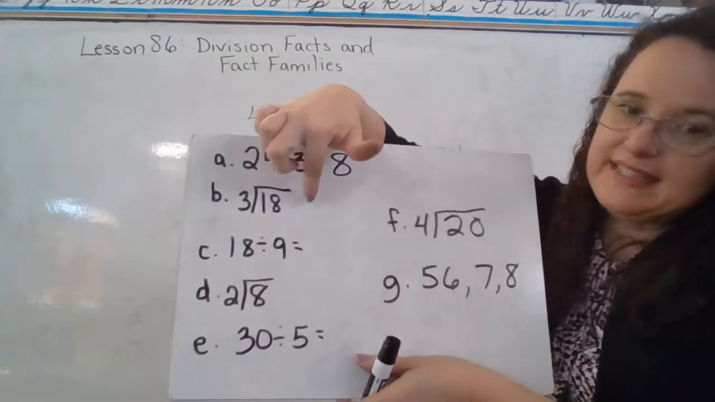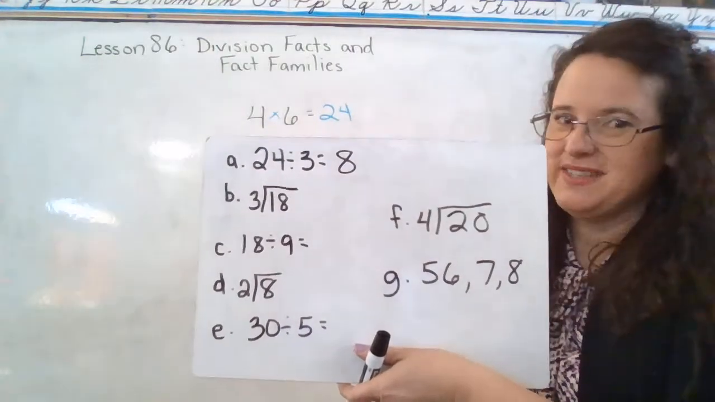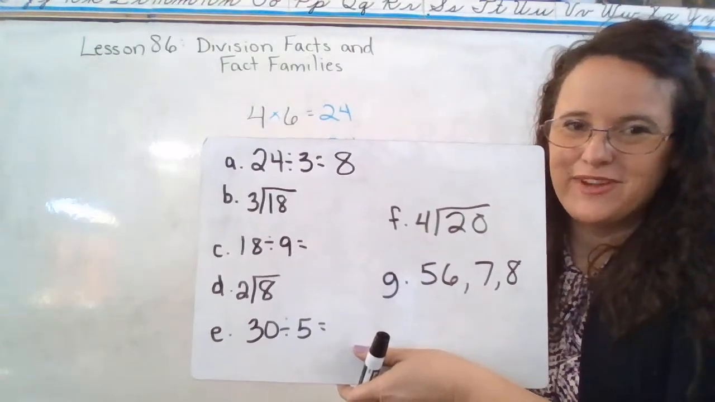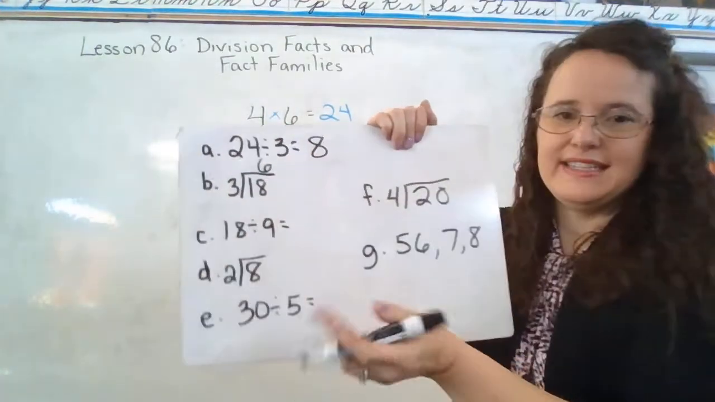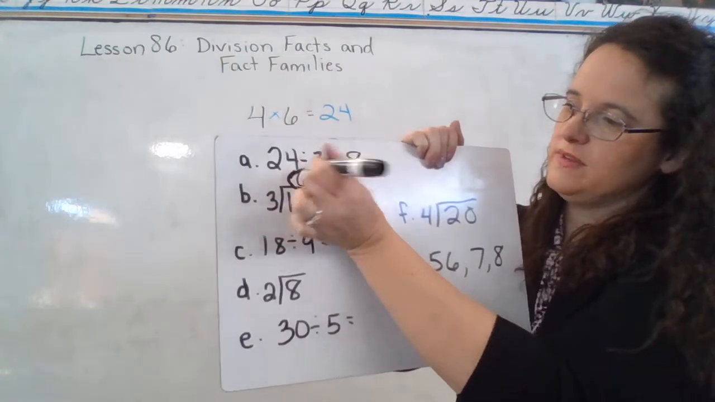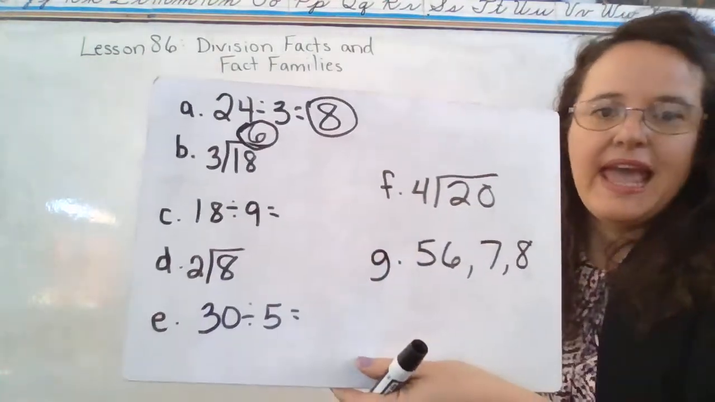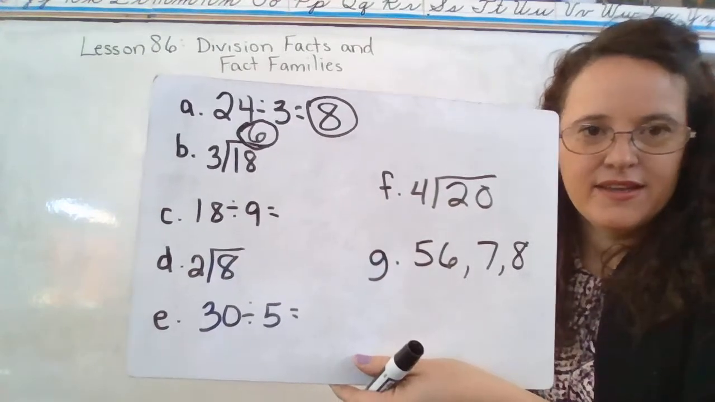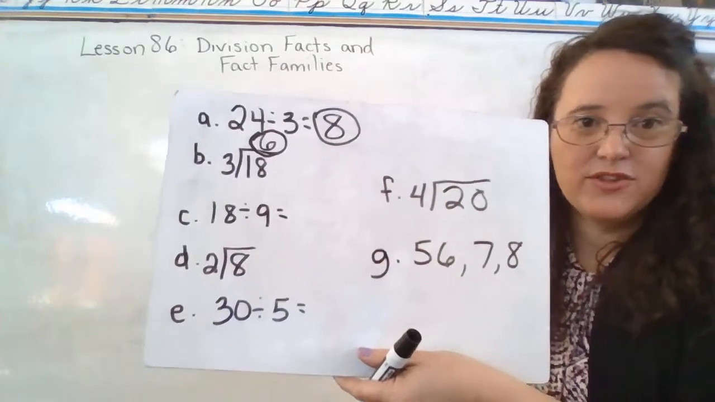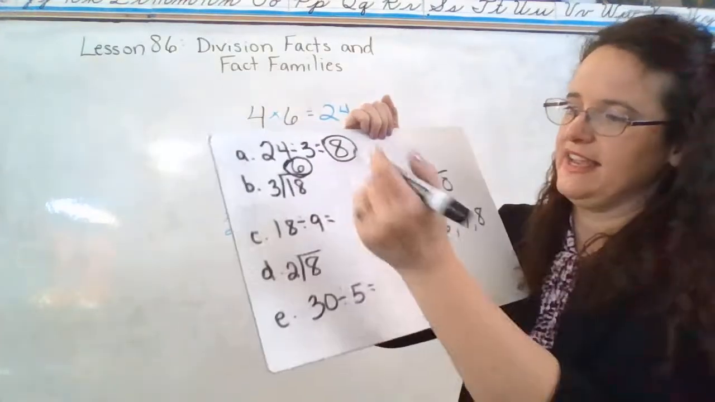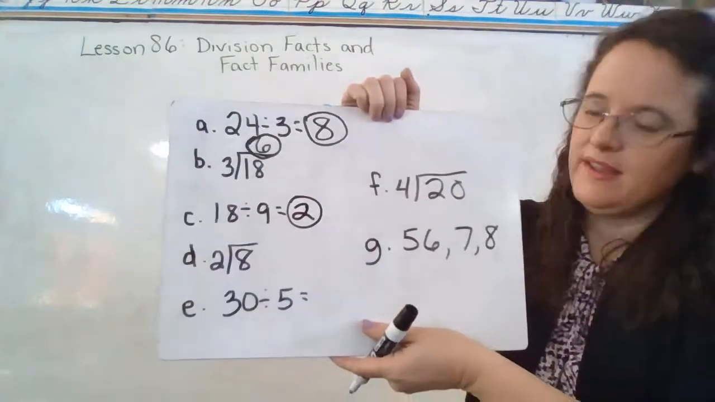Problem B, we read it as 18 divided by 3 equals, we said 18 when we were counting by 3, do you remember? 18 divided by 3 equals 6. I'm going to circle my answers here so you can find them. 18 divided by 9. Oh, I've got that one. 9 plus 9 equals 18. So that's just 2 groups of 9. 18 divided by 9 is 2.